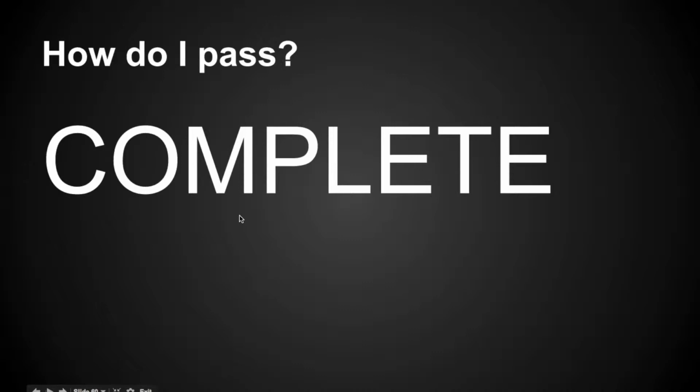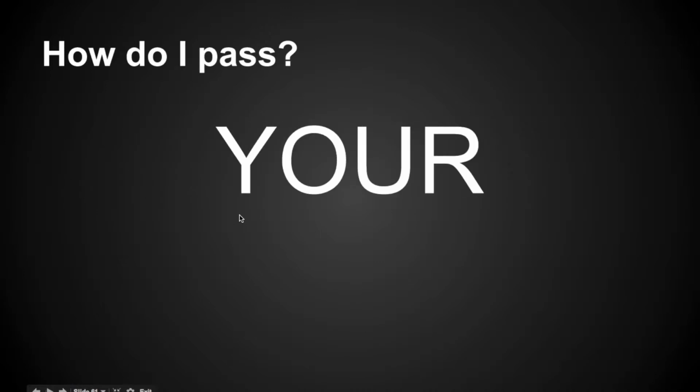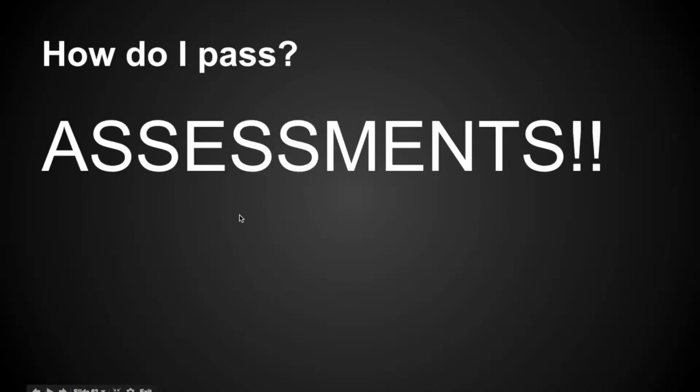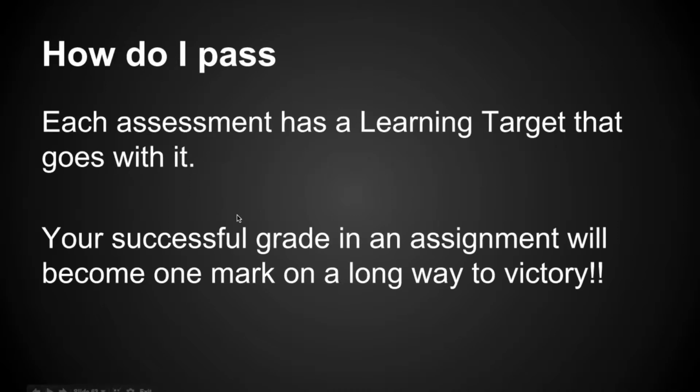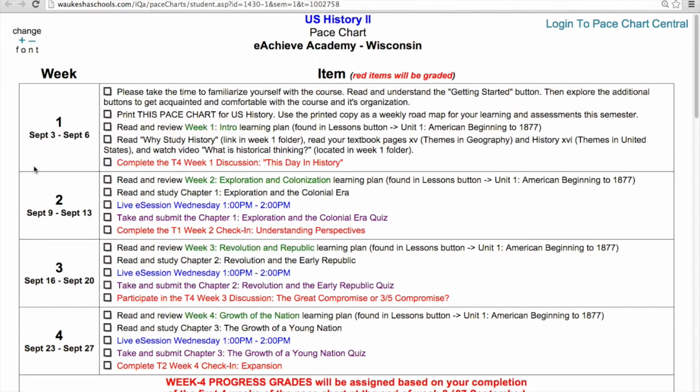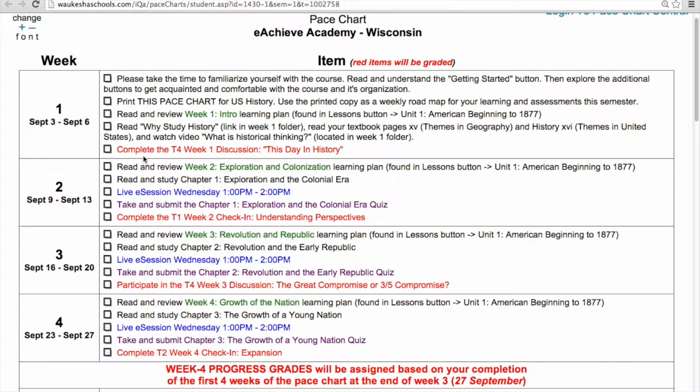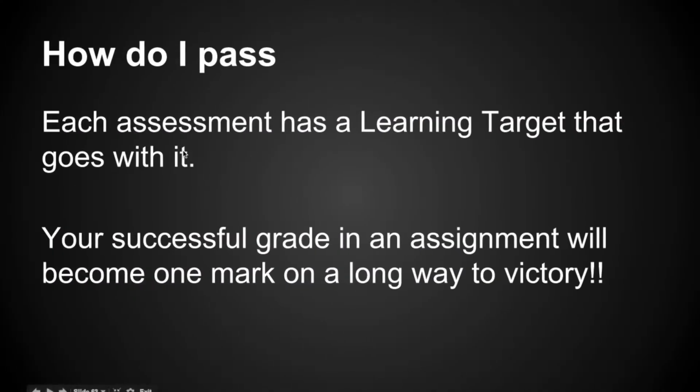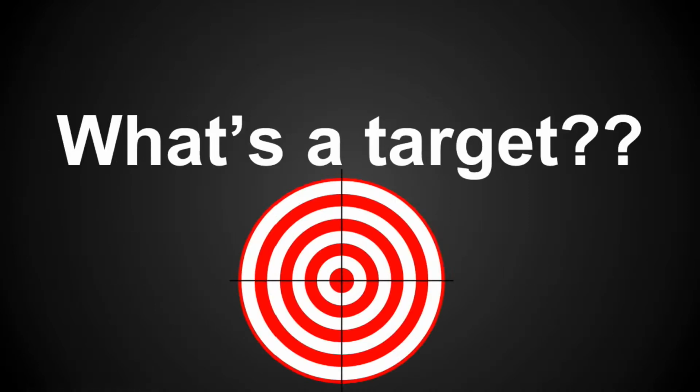So how do you pass? The first thing I can say, and really the only thing, is complete your assessments. Your summative assessments are the most important thing you could do to pass. And each assessment has a learning target that's going to go with it. So if we go back to Blackboard, we can go to our pace chart and see those specific learning targets. Those are the T numbers, T1, T2, T3, and T4. And of course, the red assignments are the ones we need to pass. So your successful grade in an assignment will become one mark on your long way to victory.